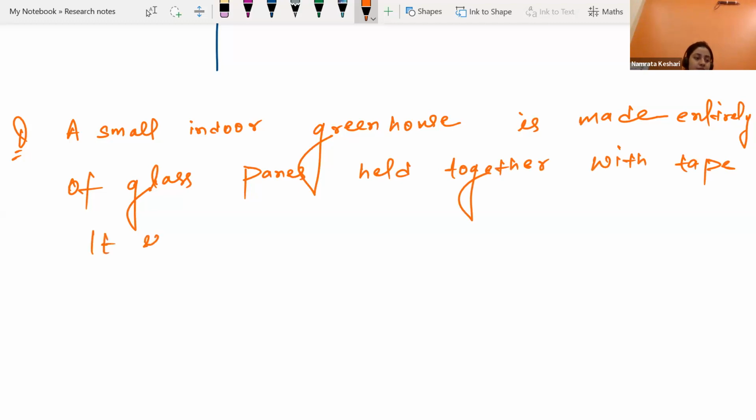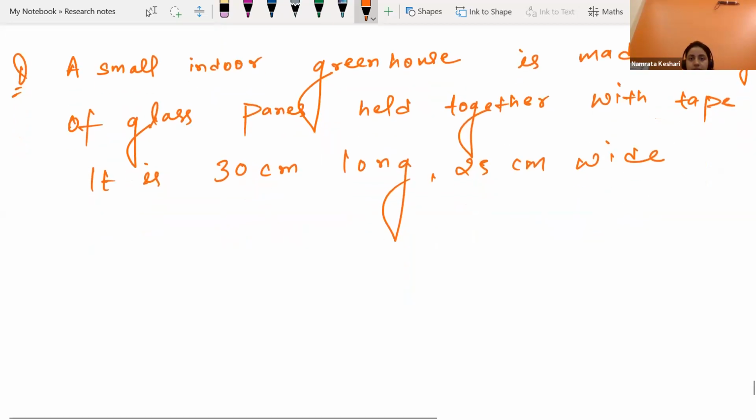It is 30 centimeter long, 25 centimeter wide. All the measurements are given and it just asks what will be the area. And again, how much tape is needed for all the 12 edges. Let me write it. The second part is something you need to do. 25 centimeter and 25 centimeter high also.